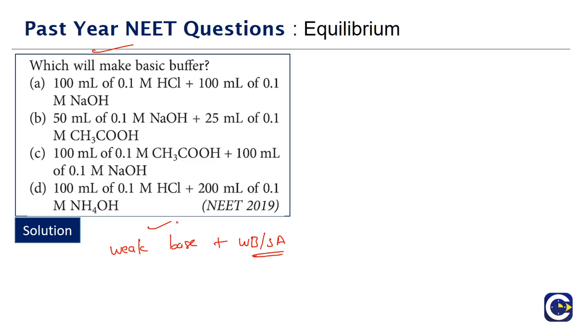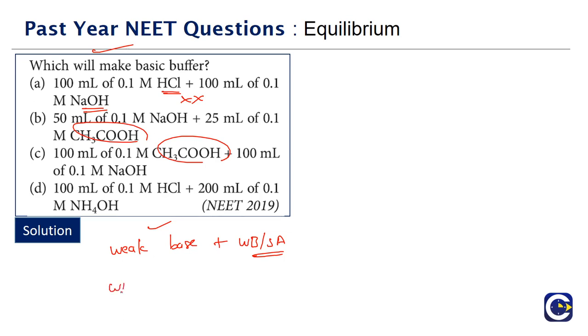So here, option A is talking about HCl and NaOH. Here we are basically talking about mixing a strong acid and strong base. This is never going to be a buffer. Strong acid, strong base solutions are never going to be buffer solutions. They will undergo neutralization.